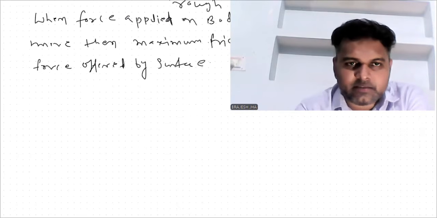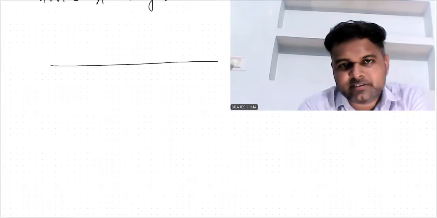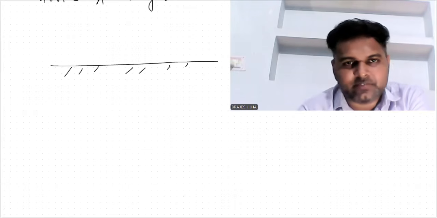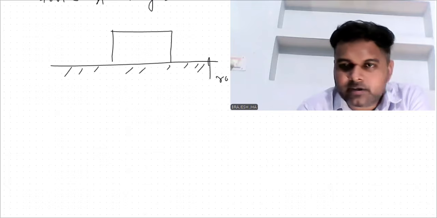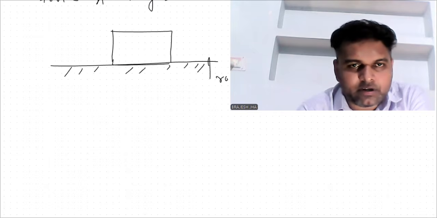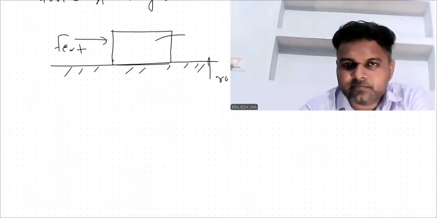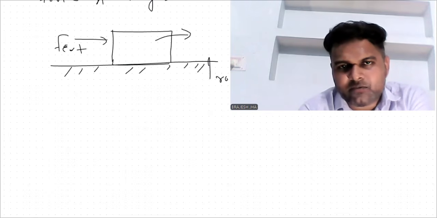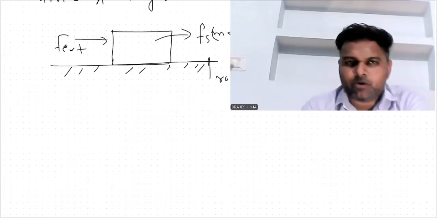Okay, I'll draw the same line. It is a surface. So we can talk about what a rough surface is. I'll draw a block, and again I applied F external. So one thing, what is the maximum it offers? We can write Fs max. What is Fs max? It is the maximum friction offered by the body.